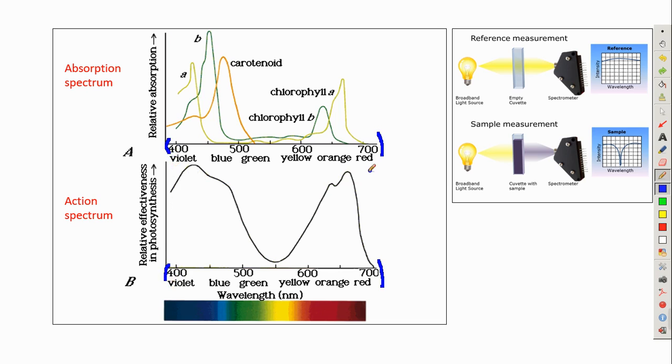However, on the y-axis it's quite different. Here we have the absorption of the different pigments. So what is absorption? It's the capacity of a pigment to absorb wavelengths. To calculate the absorption, we use a spectrometer.